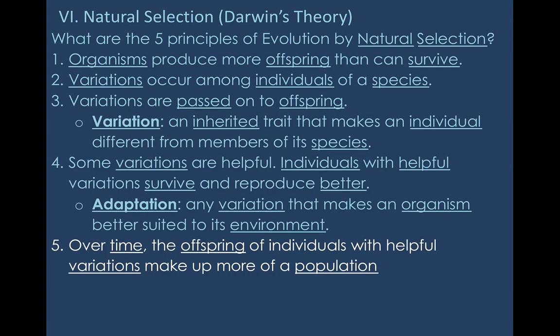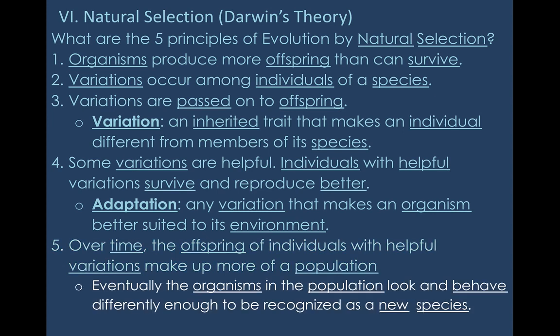So over time, the offspring of individuals with the helpful variations are going to make up more and more of a population because they are going to be the ones that keep surviving and keep producing offspring. Eventually, the organisms in the population look and behave differently enough to be recognized as a new species.